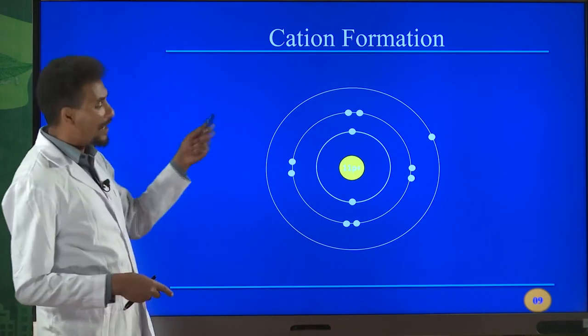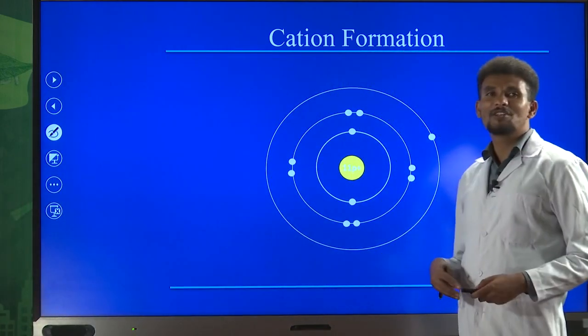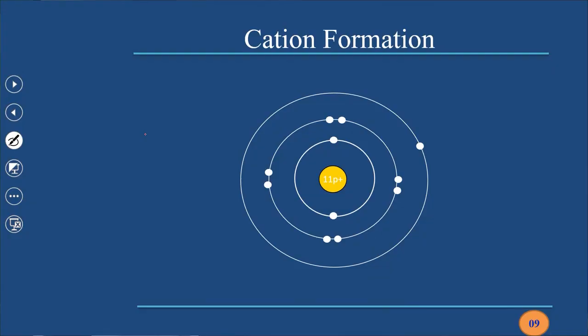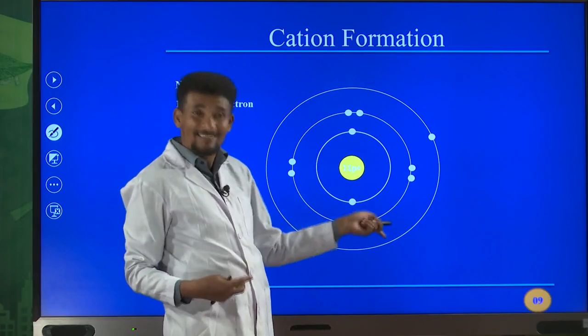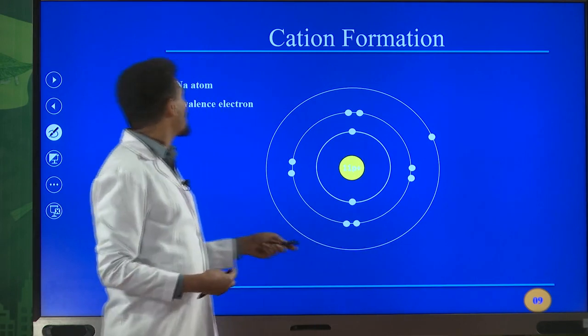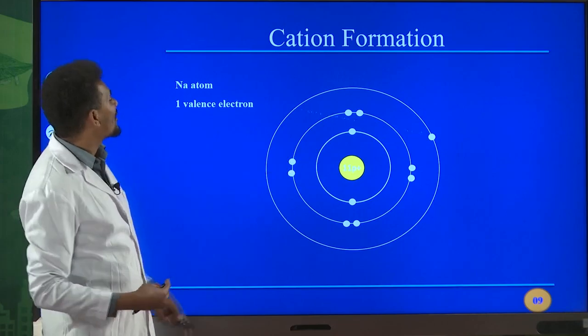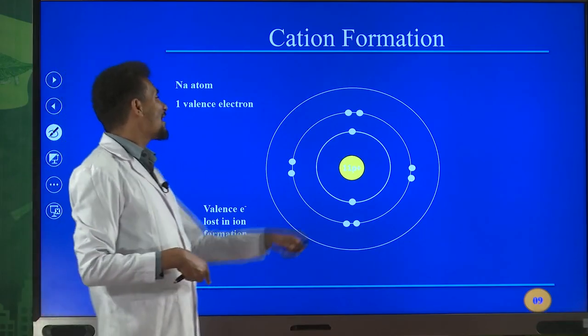aluminum 3 plus. Okay, let me show you how cations are formed. Okay, look at this picture. In this picture, in the nucleus we have 11 protons. This is the number of protons for sodium atom, because we have one valence electron in the outermost shell. So this one is for the neutral atom. So sodium atom has one valence electron. If this valence electron is lost, what happens? Valence electron lost in ion formation. Therefore this can be removed.